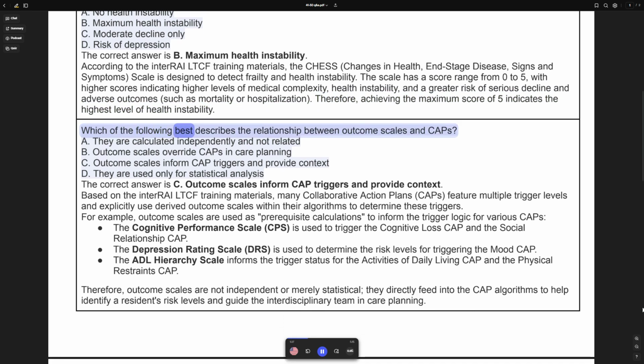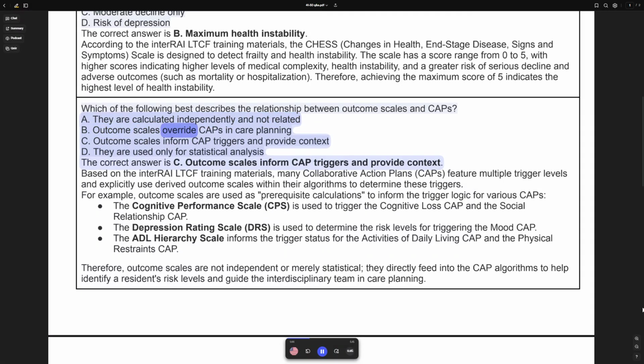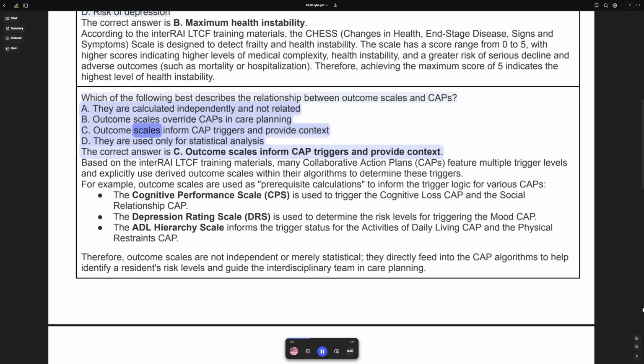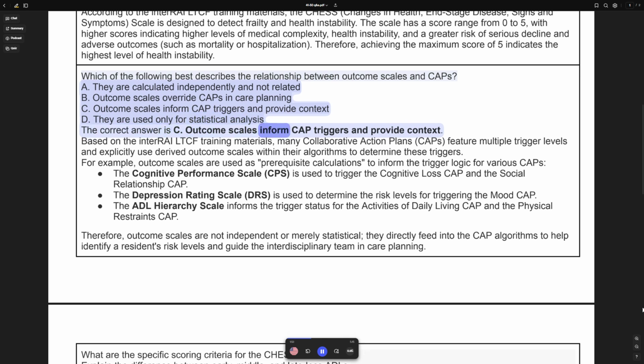Which of the following best describes the relationship between outcome scales and CAPs? A. They are calculated independently and not related. B. Outcome scales override CAPs in care planning. C. Outcome scales inform CAP triggers and provide context. D. They are used only for statistical analysis. The correct answer is C. Outcome scales inform CAP triggers and provide context.